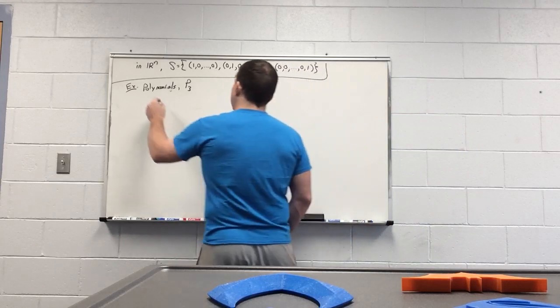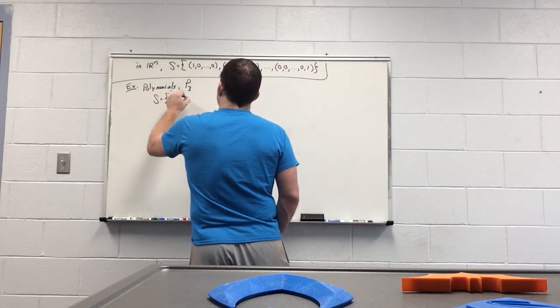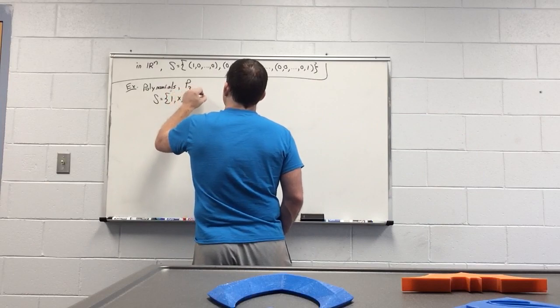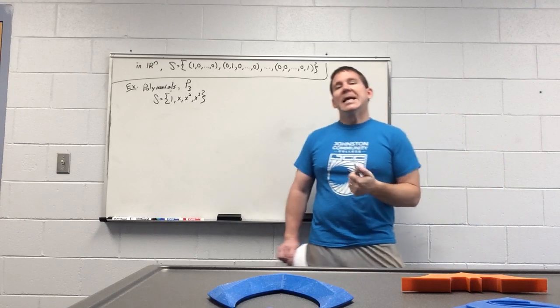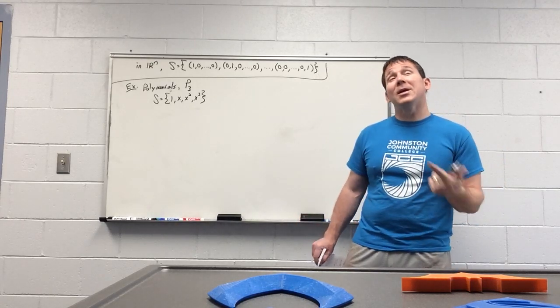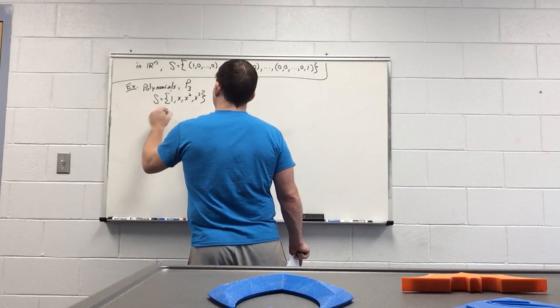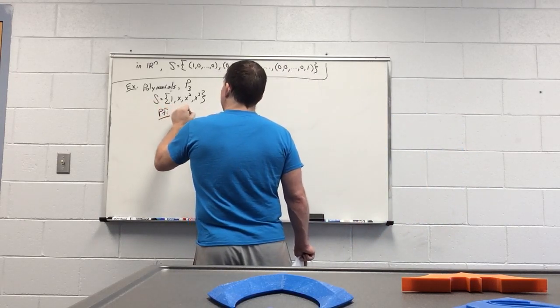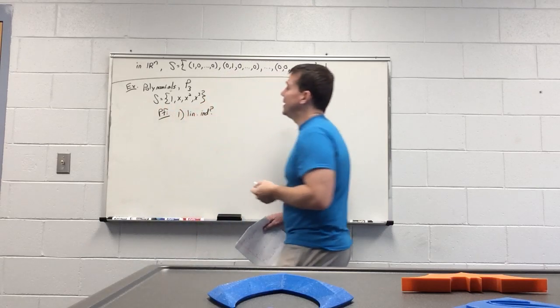But maybe it would seem the easiest way to start. Let S equal {1, x, x squared, x cubed}. Is that a basis for polynomials of degree 3 or less? Again, we do the check. We'll go backwards again. First, linearly independent.